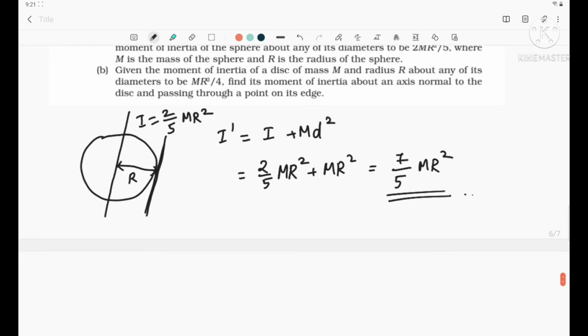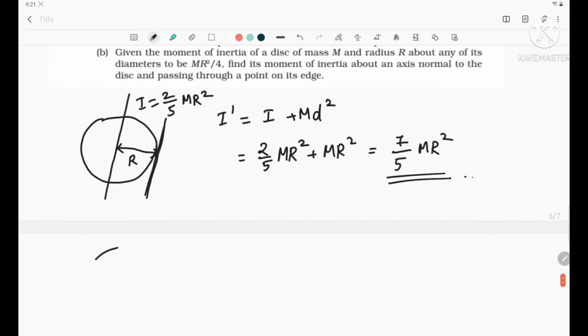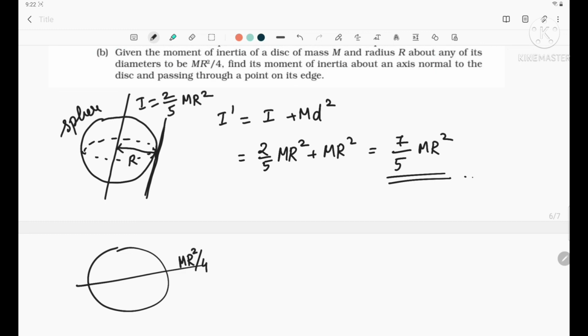Then the next question is, given the moment of inertia of a disc of mass m and radius r about any of its diameters to be mr square by 4. So this is equal to mr square by 4. Now remember, this is a sphere, and I'll just draw some girth to it, and this is a disk. This is a solid sphere, not a hollow sphere. So about its diameter it is equal to mr square by 4.